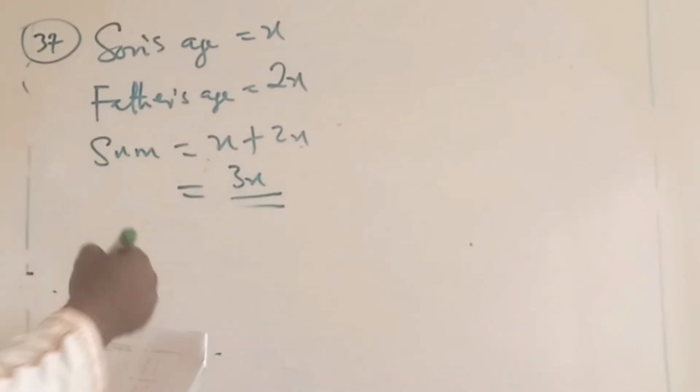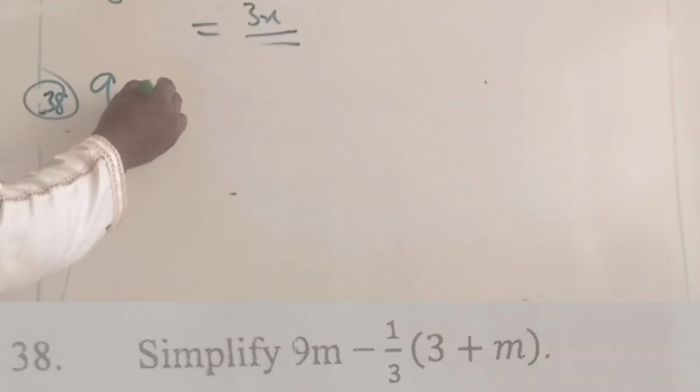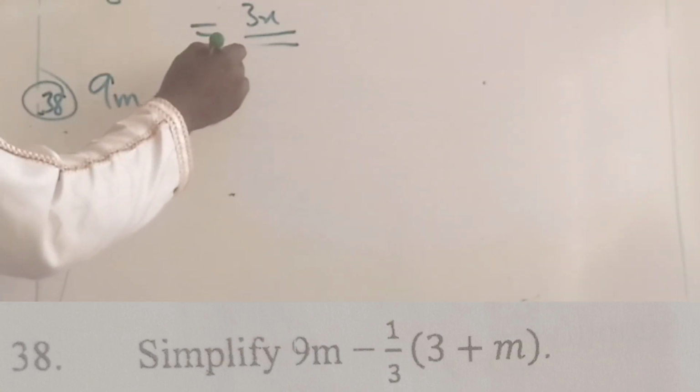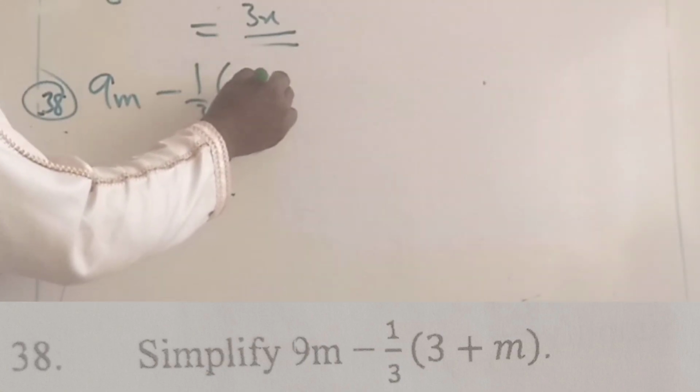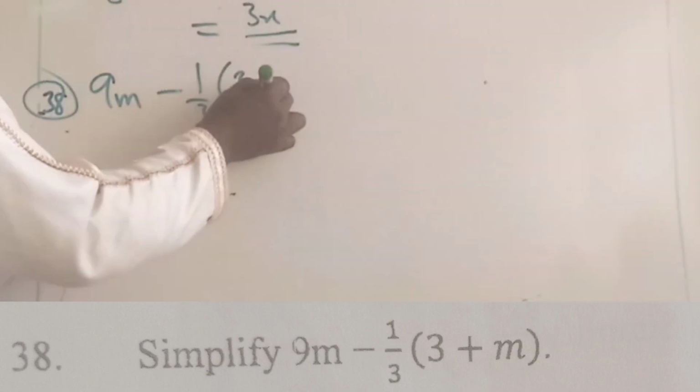That's the answer. 9m minus 1 over 3 into bracket 3m plus m.